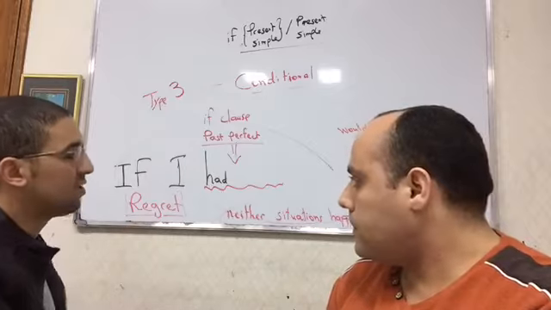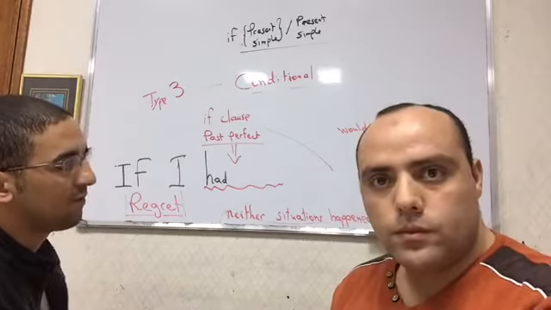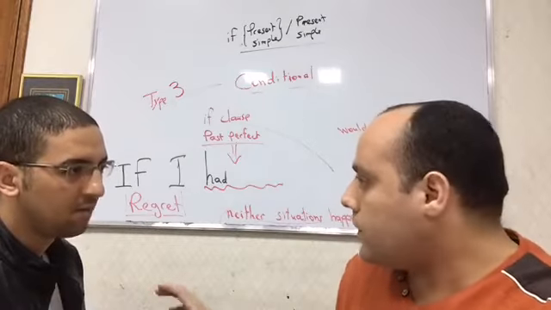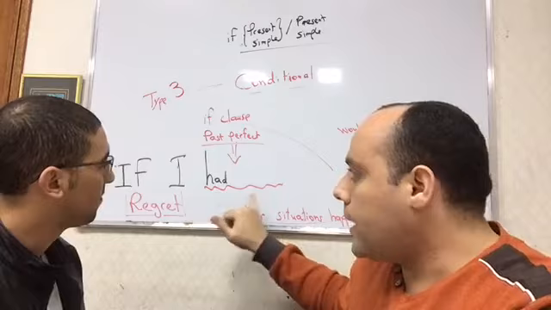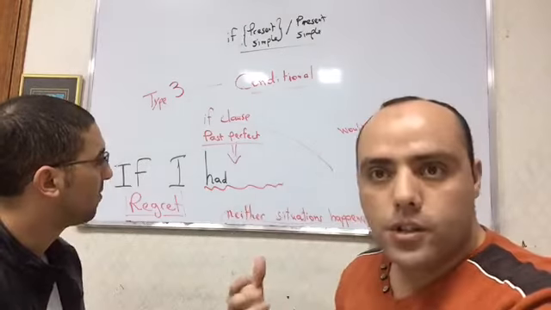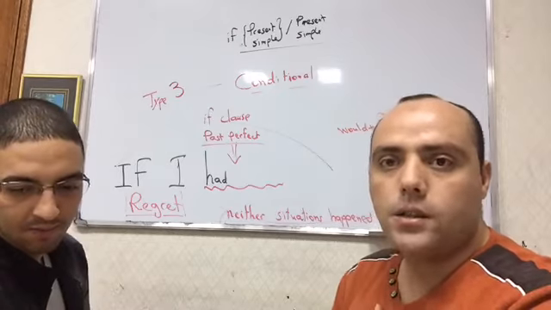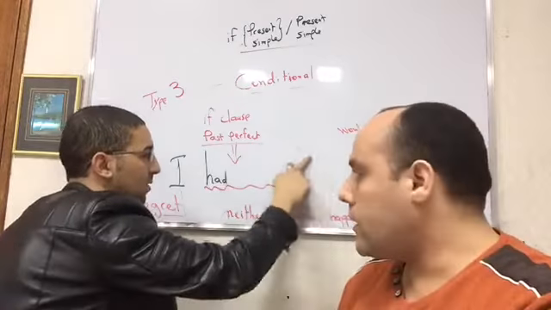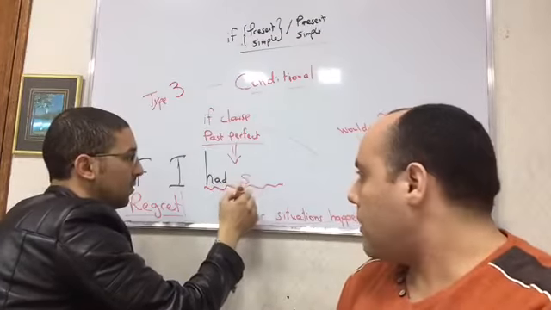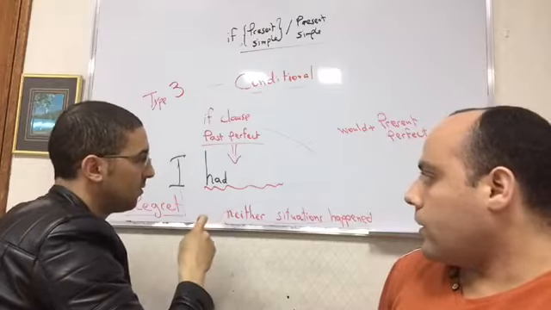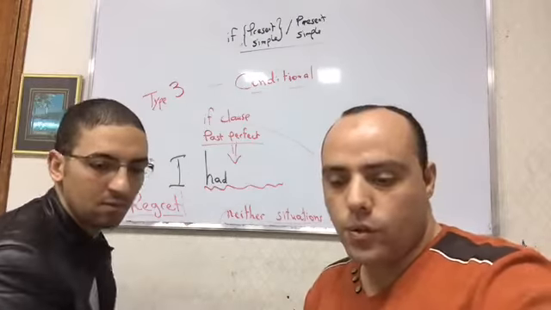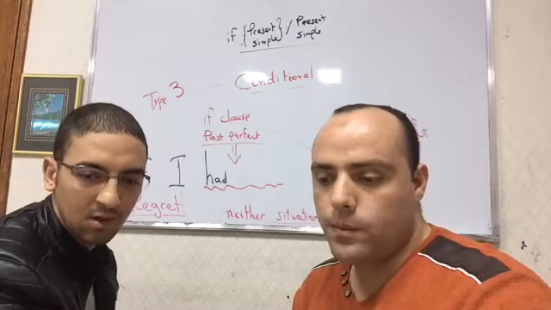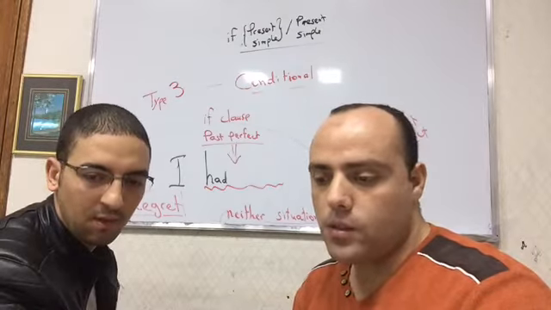Remember that this is used mostly to regret something that you did not achieve, something that you wish. For example, the negative form: if I hadn't been late today, I would have finished my homework. So I'm regretting not being early at my work. If I hadn't been late, I would have finished all my work. Now here's an example: if I had gone to bed late last night, what would have happened?